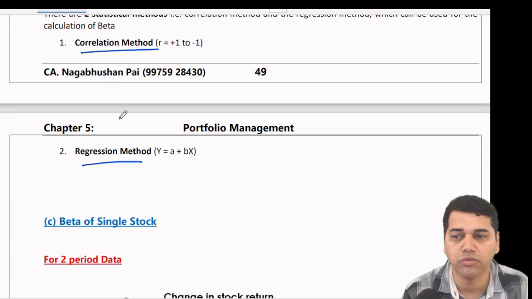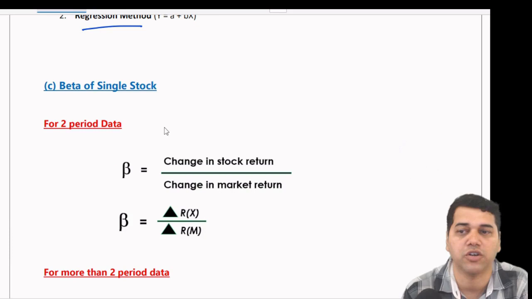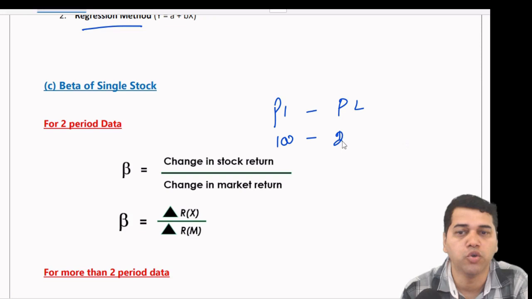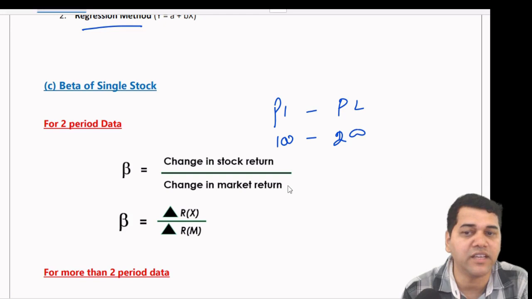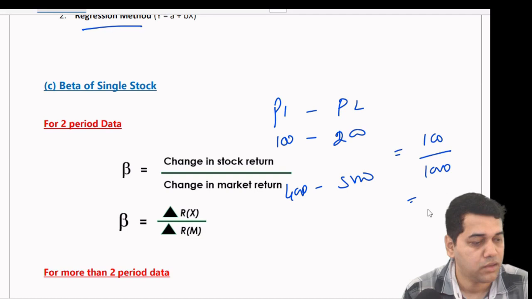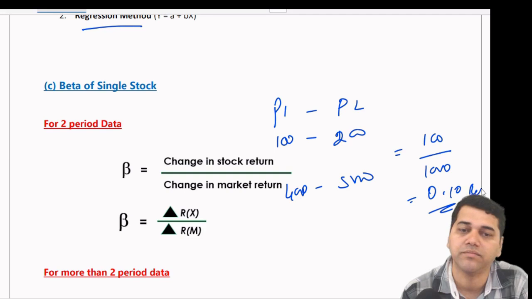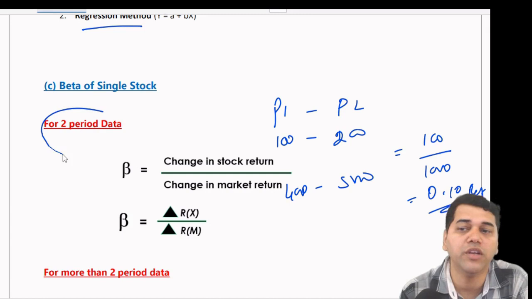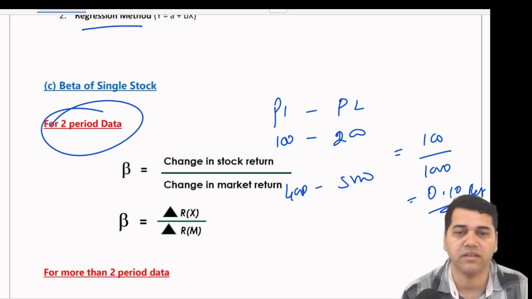Now, the beta of a single stock, if they give you only 2 periods. You need to check the change in the stock return from period 1 to period 2. Say the stock price moved from 100 rupees to 200 rupees. What is the change in the market return? Say the market Sensex moved from 4000 to 5000. What is the beta? Simple: 100 by 1000, that is 0.1. So 0.10 is the beta, a positive beta. Both moved in the same direction. This is when they give you only 2 periods. We just write beta.